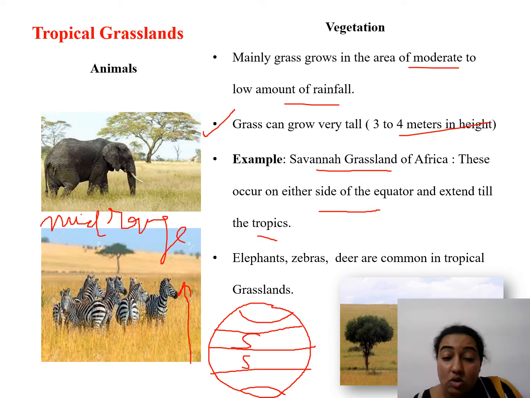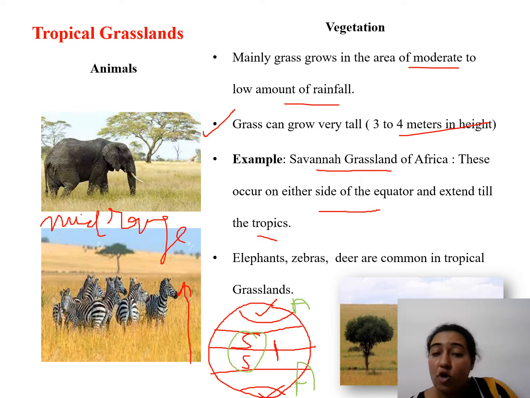So this portion, students, is near to the equator. It is not near to this portion and this portion. So there are no chances of extreme cold. This is the Antarctic circle and this is the Arctic circle. So there are no chances of cold, and since they are near to the equator, there must be humidity and low rainfall. So this is a perfect example of savanna grassland of Africa.